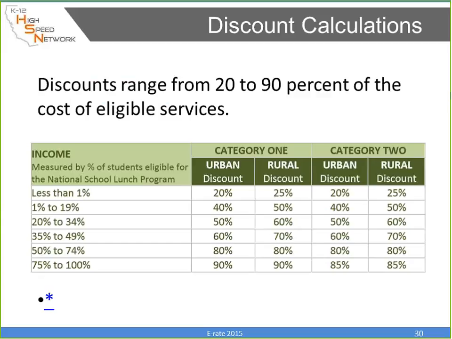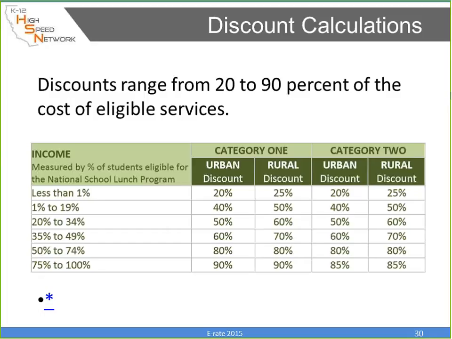Now here's the official grid, the discount matrix. You'll notice that it's all weighted in the sense that on the left side, it says if you have less than 1% of your students that qualify for the NSLP program and you are an urban district, you get 20% E-rate discount. If you're a rural district, 25%.